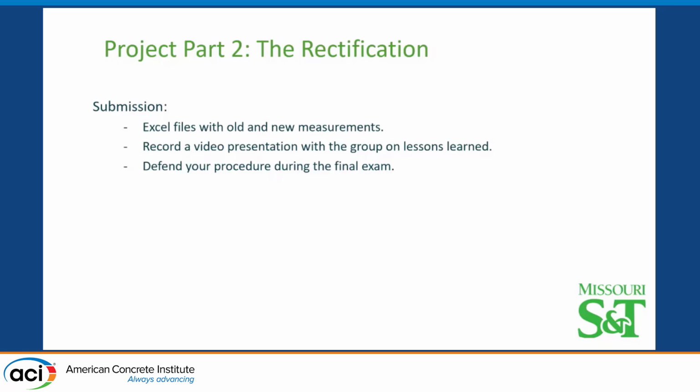And I'll go dig deep to see how you get from column A to column Z and so on. We'll look into it. And then record a presentation. Again, I got 4 distance students, right? Record a presentation with the group on what lessons you've learned.